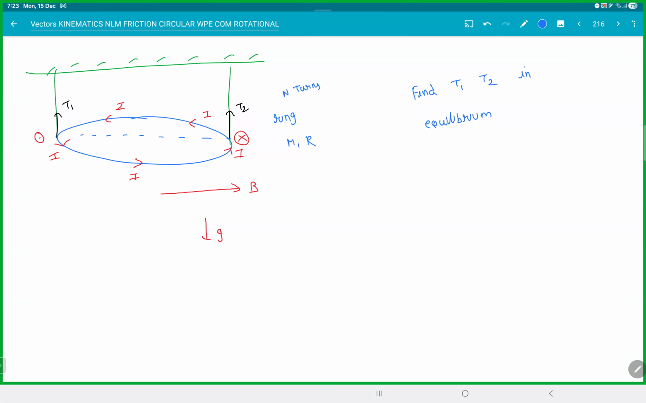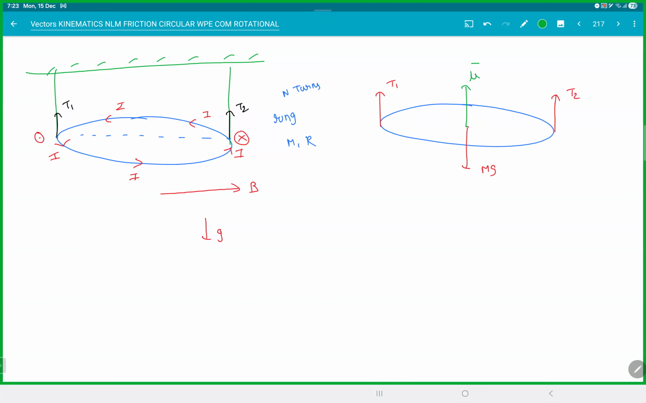Let's see how to do this. So let's draw the free body diagram. What are the forces? T2, T1, your own weight mg. Here we have mu bar in the vertical direction. It's going in. So this is your B bar. The directions are important. And what is the rotation? The torque is actually into the plane. So torque is mu B in the minus k cap direction. This is the magnetic torque.